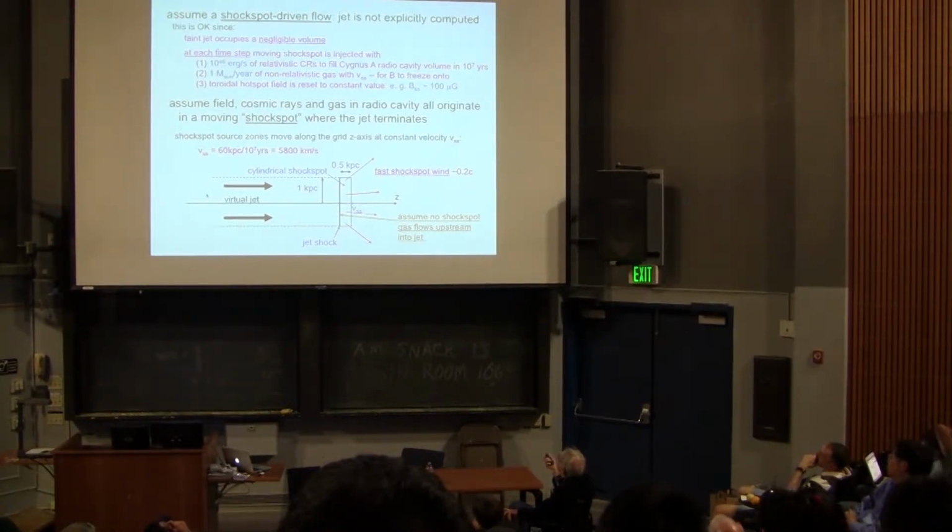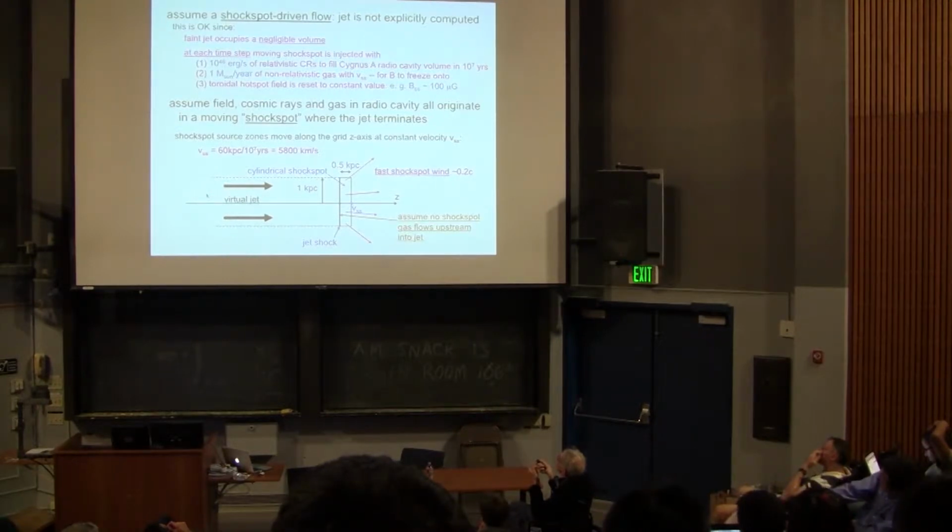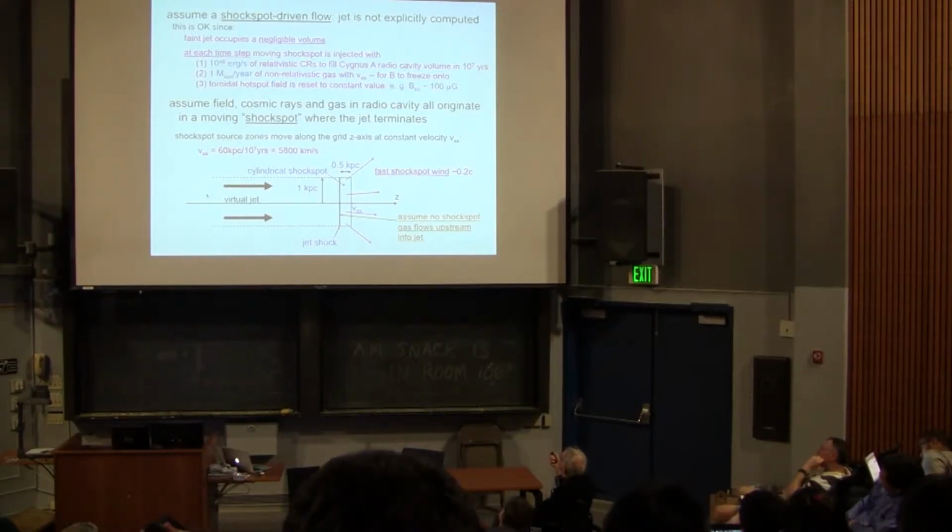And it roughly matches the volume that we see in Cygnus A today. And I also add 1 solar mass of non-relativistic gas each year to give the magnetic field something to freeze into. And I'm assuming a toroidal hotspot field. I'll talk more about that in a moment. And after each time step, I reset that field to some constant value.